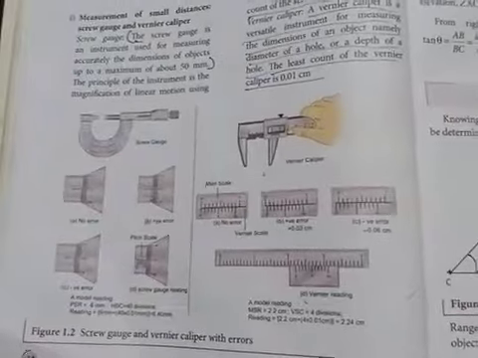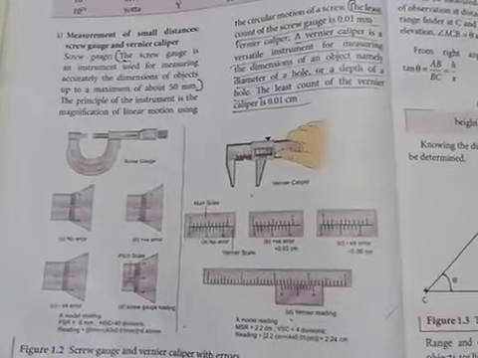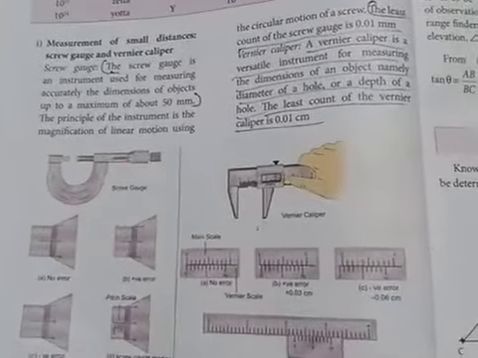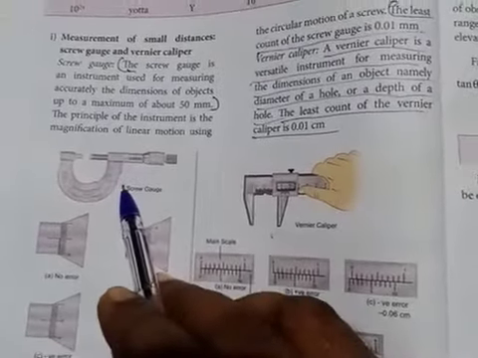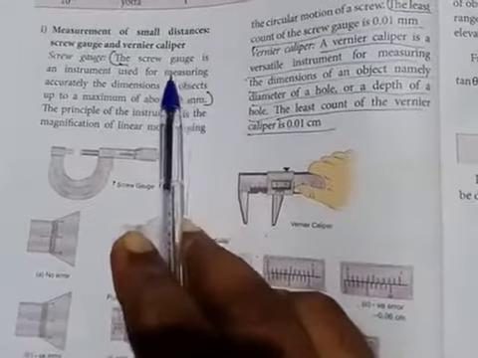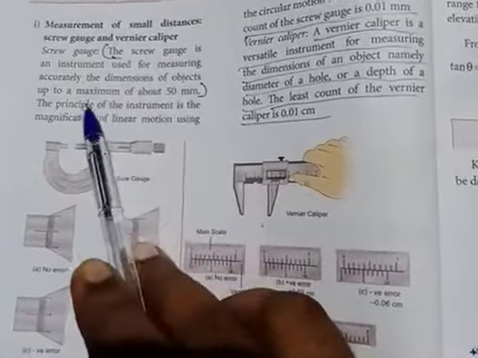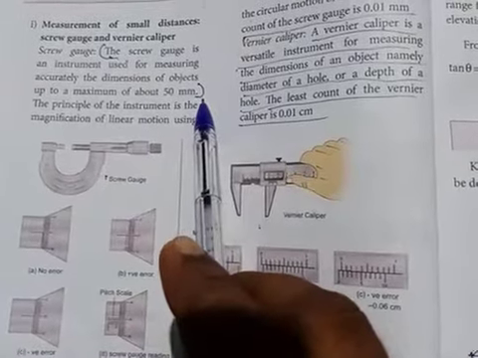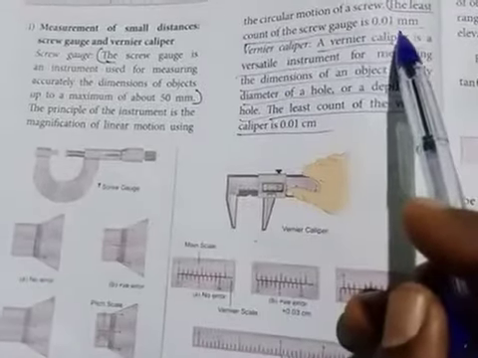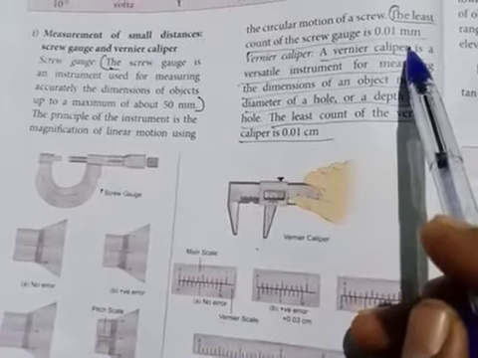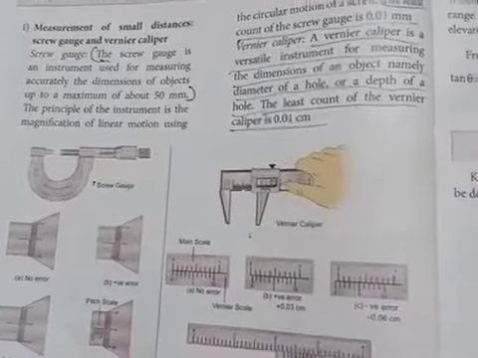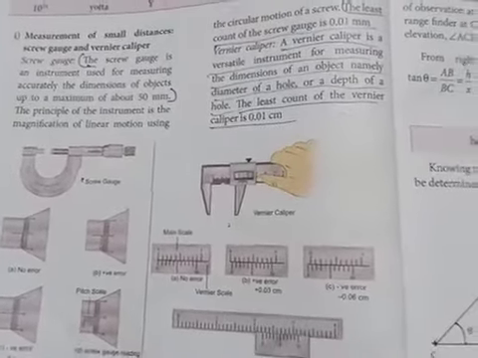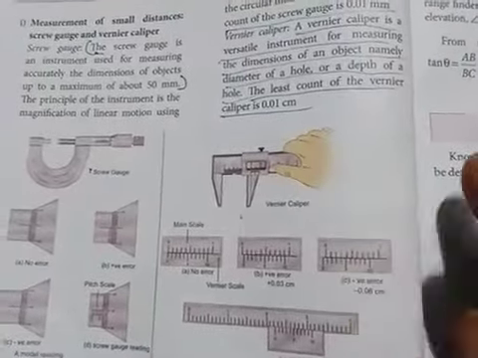My dear students, again remember that to measure smaller distances we use the screw gauge and vernier caliper. What is a screw gauge? This is the instrument we used. A screw gauge measures accurately the dimension of an object up to a maximum of about 50 millimeter, and its least count is 0.01 millimeter. A Vernier caliper is a versatile instrument for measuring the diameter of a hole and the depth of a hole, and its least count is 0.01 centimeter.